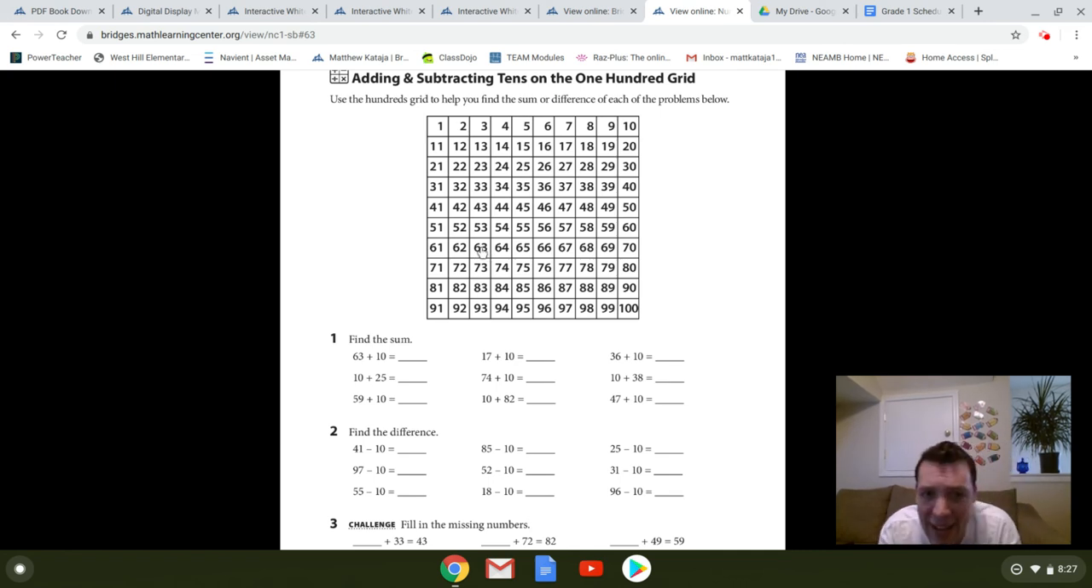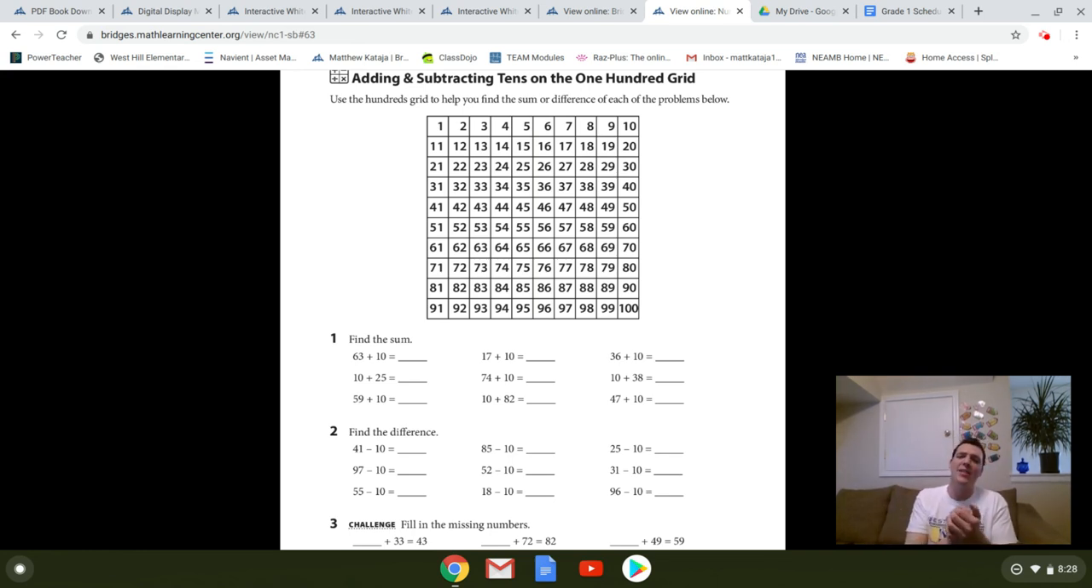If I need to add 10, I could count 10 across until I get to 10, or a shortcut, and this is what they want you to do, you can go down 1. And if you go down 1, you go 10 more. Notice how the tens place changed to 73. So see if you can add and subtract using this hundreds grid. You don't need to count out each 10. You just need to go up and down. If I go down, I'm adding 10. If I go up 1, I'm taking away 10. So I want you to do the best with that.